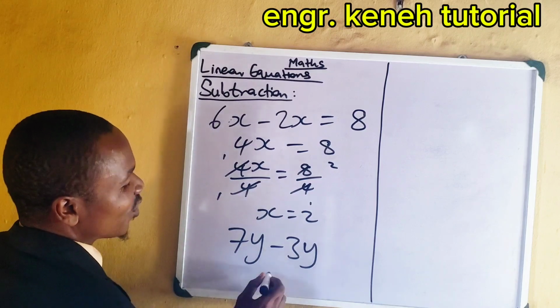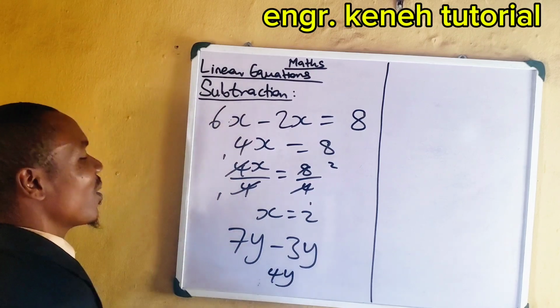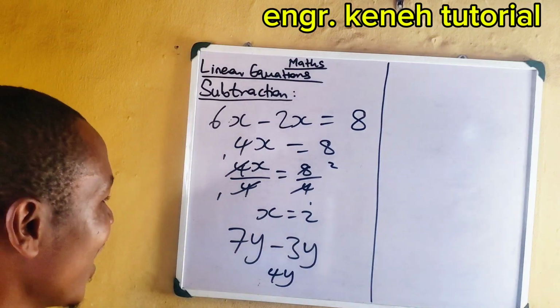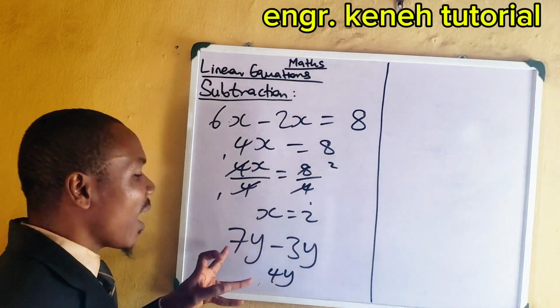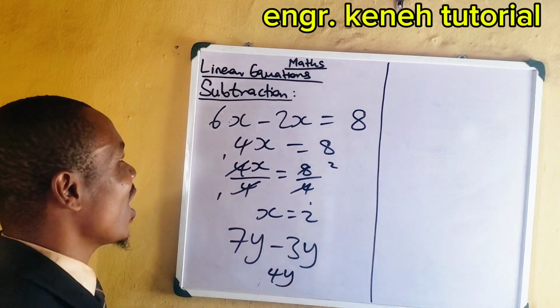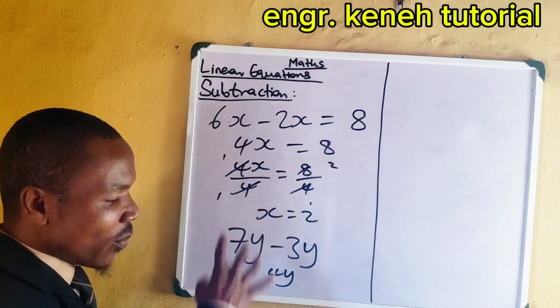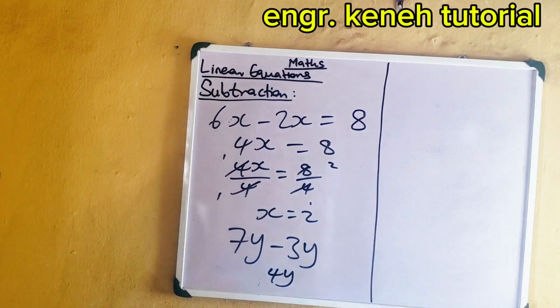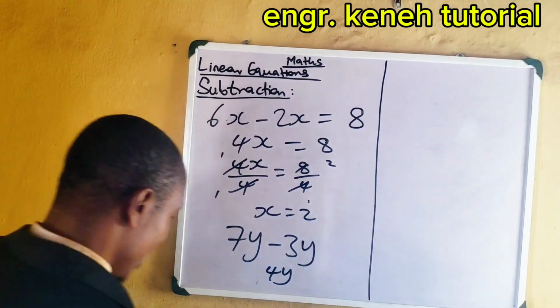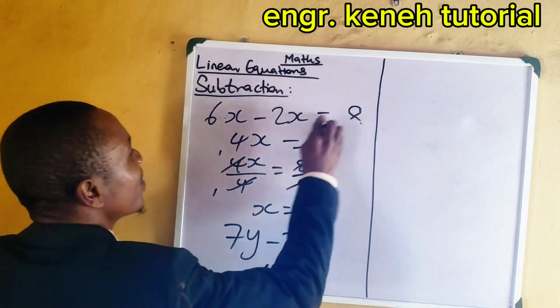Like this one, this will give us what? 4y. You don't do y minus y. Is it clear? So what we do is coefficient of y minus coefficient of y here. That is how we do the subtraction. Then you bring down the what? The alphabet. All right, so we are going to do some examples to enable you to understand this better.